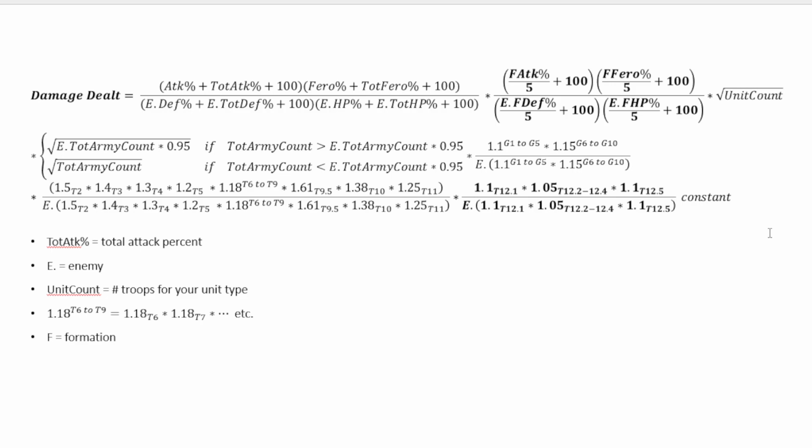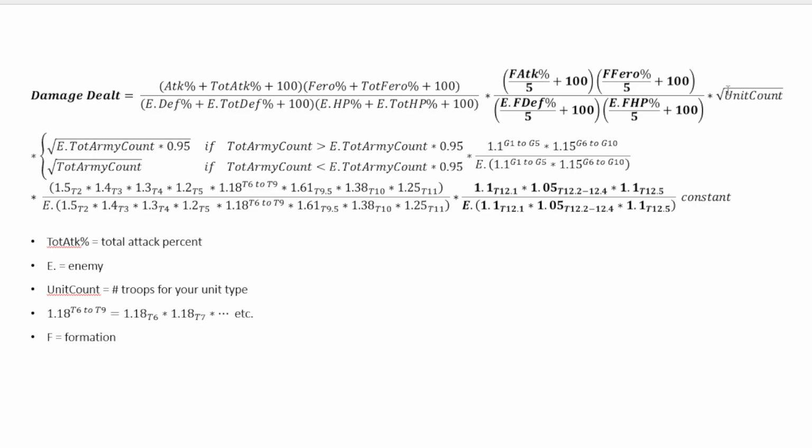And I want to push out a quick video, which will be part 2 of my damage formula guide. Now I previously made part 1 of this video where I talked about the effect of attack percent, ferocity percent, defense percent, HP percent, which makes up the very basic stats.